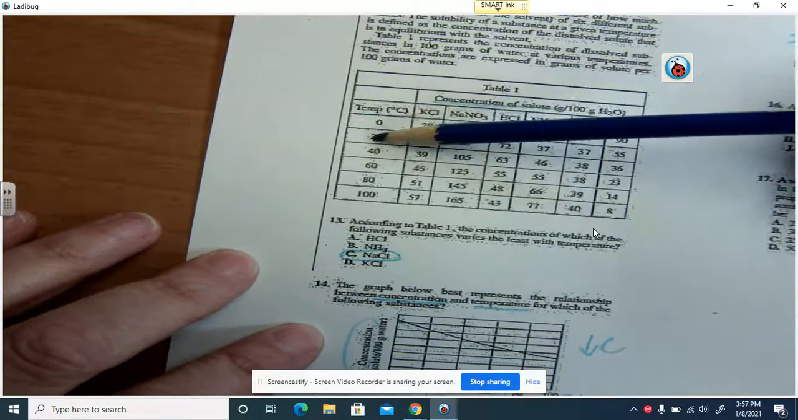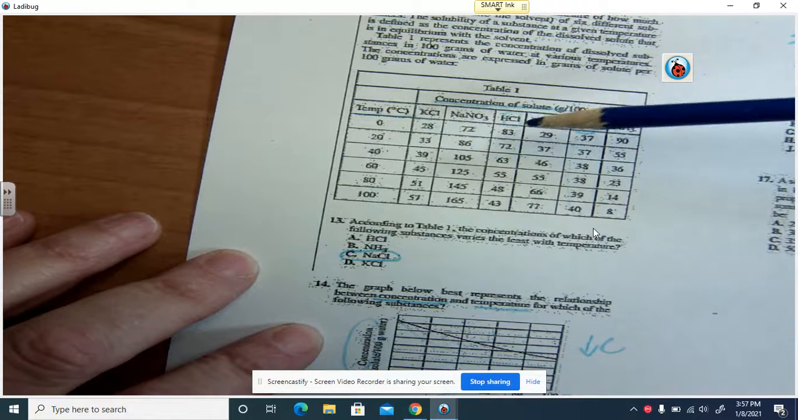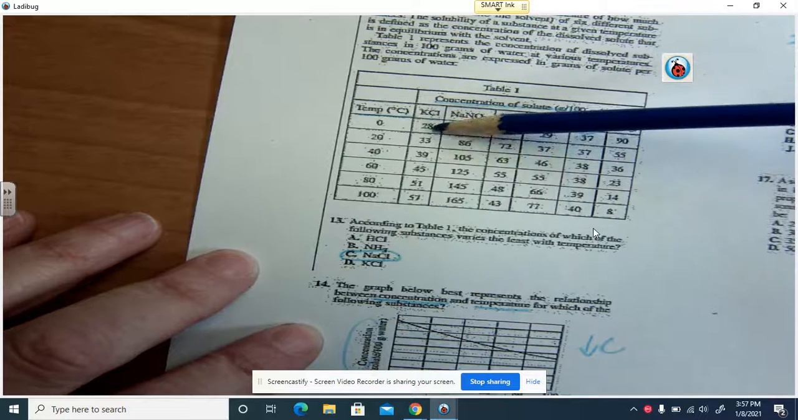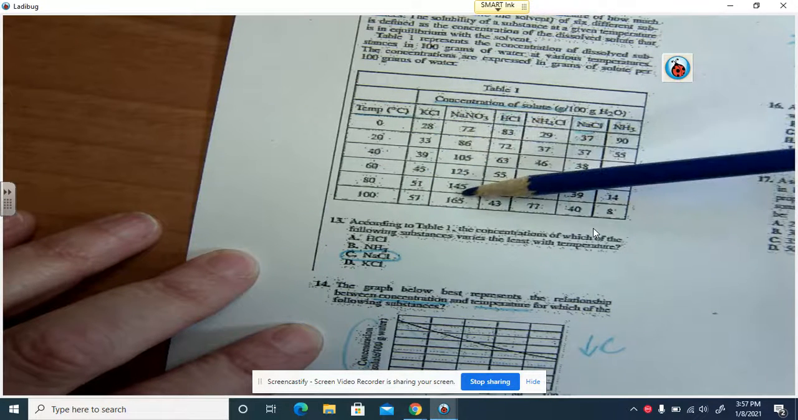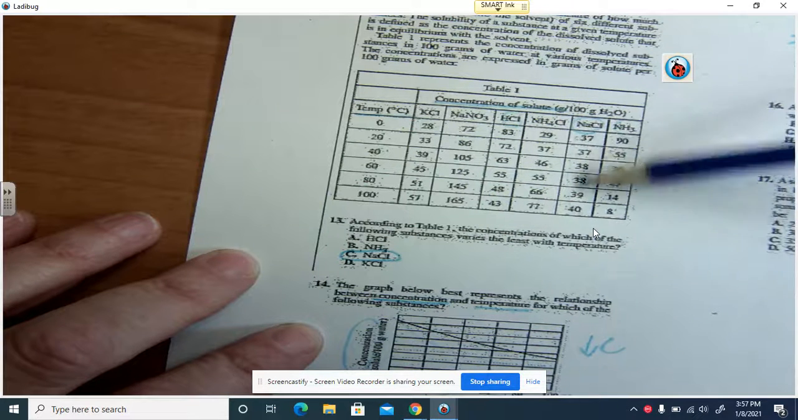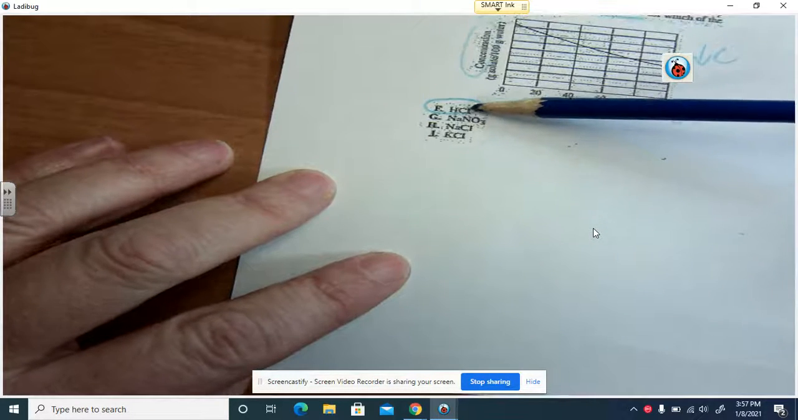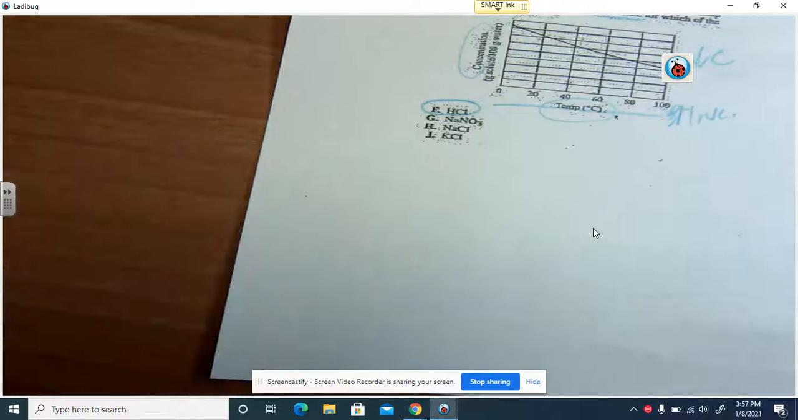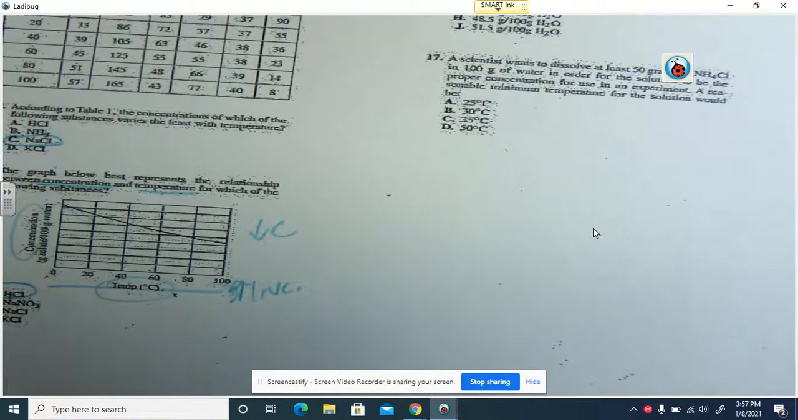Well, here's your increase in temperature, and these numbers over here, you're looking for the one that's going to go down, the numbers that decrease in concentration. This one does not. That one increases. This one increases. This one goes down, right? And if you keep looking across there, this one goes down as well, but we know it's got to be HCl because that's the only one listed there. So that one does go down. Concentration goes down. All right.